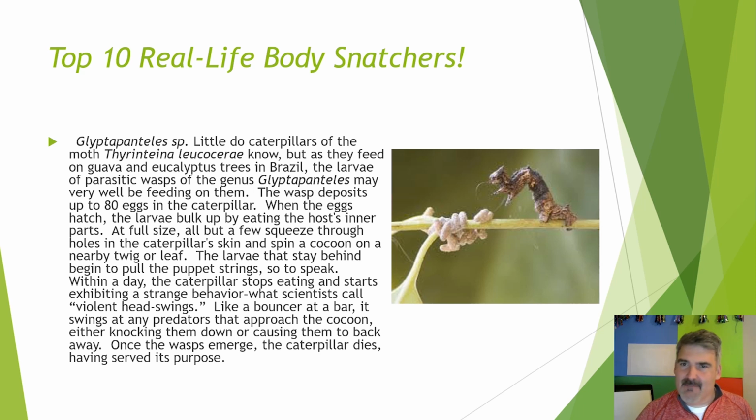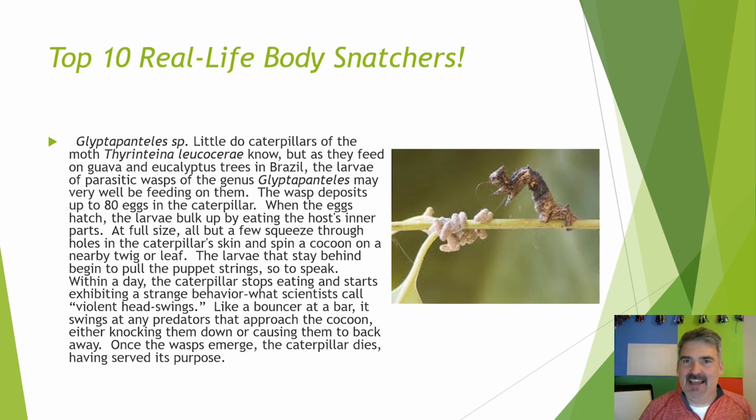Did you pause and imagine in your head a wasp pulling the puppet strings out of the caterpillar? What does this say about who is in control of the caterpillar's actions? Right, the wasp is, in a certain sense, pulling the puppet strings by making the caterpillar do things against its will. So what is the caterpillar doing against its will? It stops eating on the trees and starts swinging its head around violently, which means really fast and aggressively.